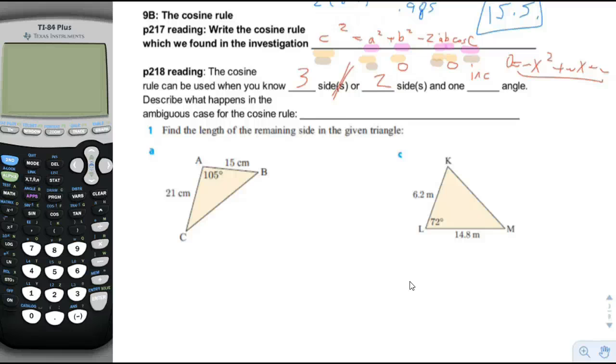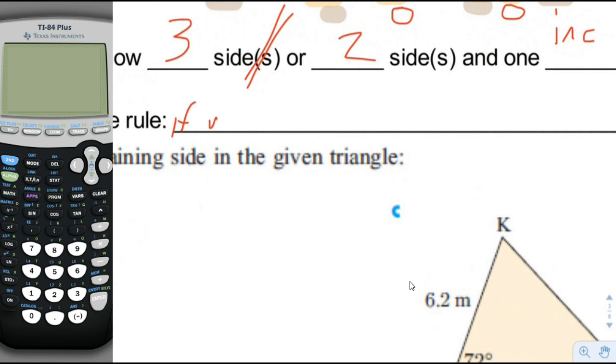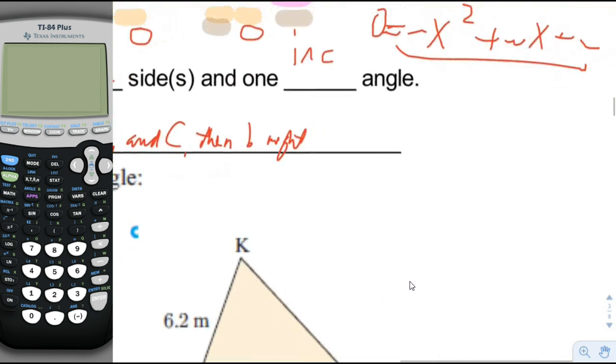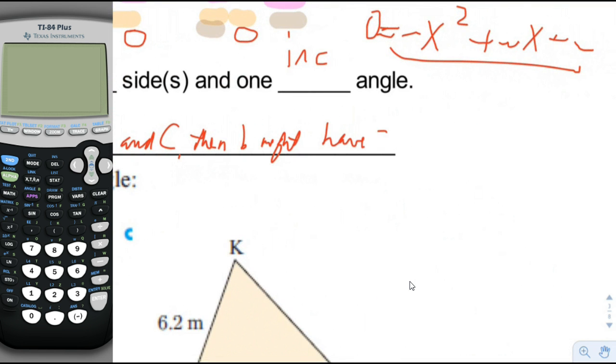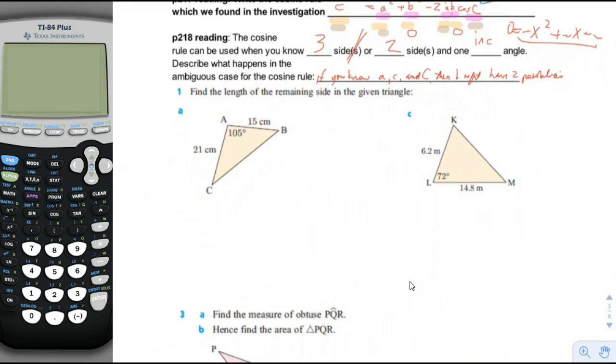So that's what happens with the ambiguous case. Like, if you know A, C, and C, then B might have two possibilities. So that is the ambiguous case for the cosine rule.